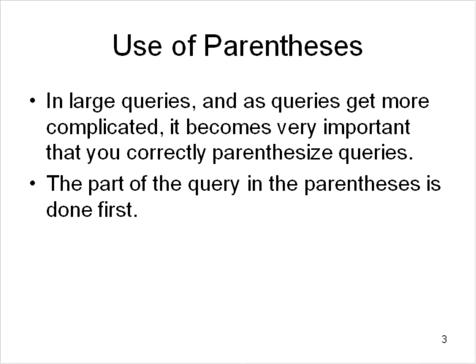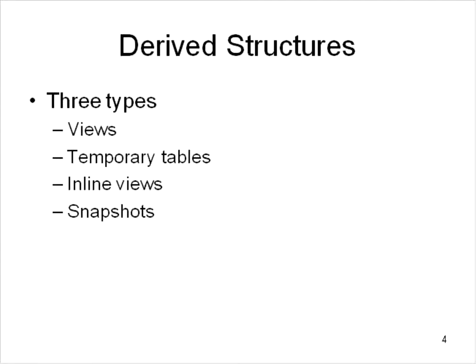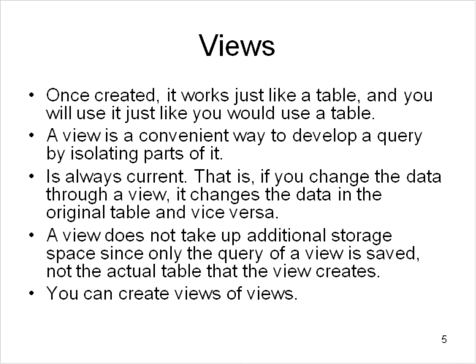Okay, so the first part of the chapter, there is a discussion of parentheses and how it is good to parenthesize things. Obviously, if you put things in parentheses, you're grouping them, and that group will be taken care of first. The main derived structures that we'll be looking at in this chapter are views, temporary tables, inline views, and snapshots. I'm on slide 5, and the first derived structure we want to talk about is views.